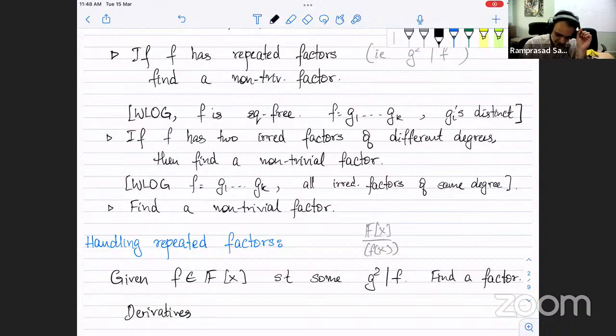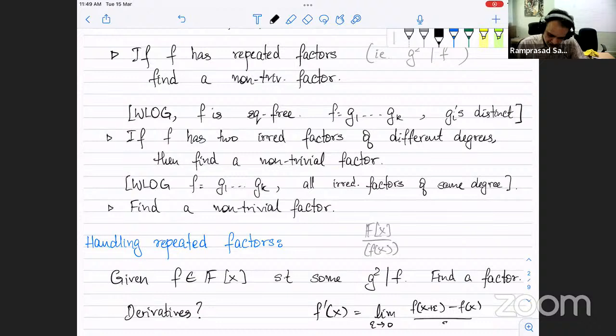Hopefully this becomes a very natural thing that you will try out whenever you're talking about repeated roots and stuff like that, because somehow the derivative seems like the right thing to look at. But one needs to be a little precise about things. What is a derivative? Normally, we would say f prime of x is equal to the limit as epsilon tends to 0 of f of x plus epsilon minus f of x over epsilon. This is the standard definition of what a derivative is.